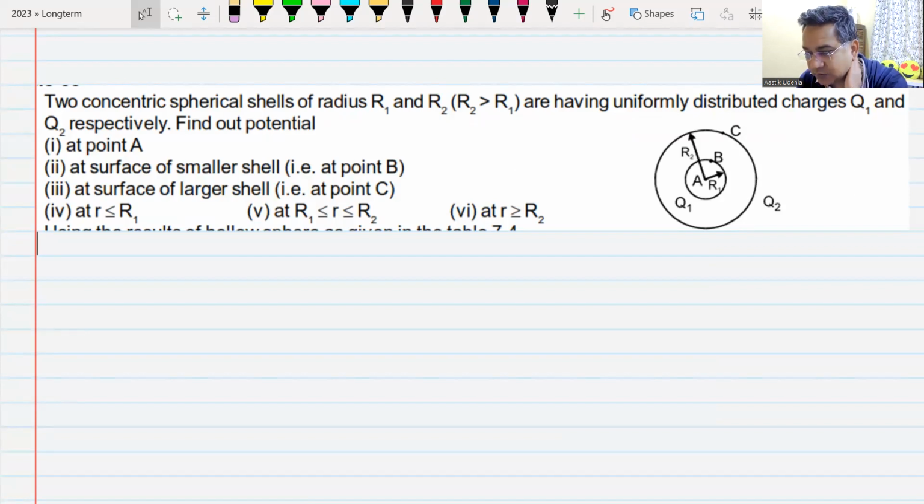is 0. Two concentric spherical shells of radius R1 and R2 having uniformly distributed charge Q1 and Q2. Find out the potential at point A, which is the center of the shells, at the surface of the smaller shell, point B, at the surface of the larger shell, C, at r smaller than R1, r between R1 and R2, and at distance more than R2. I'll give you 2 minutes to give me the answer for this one.